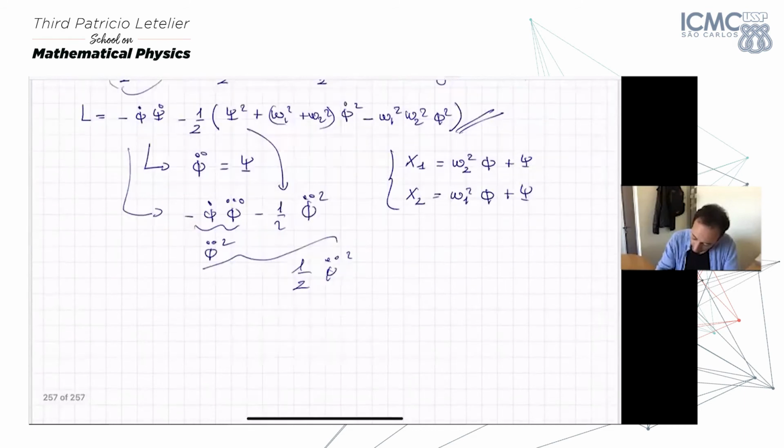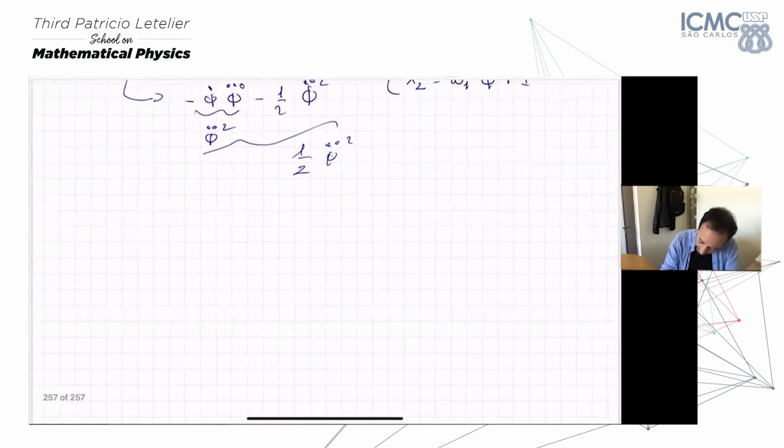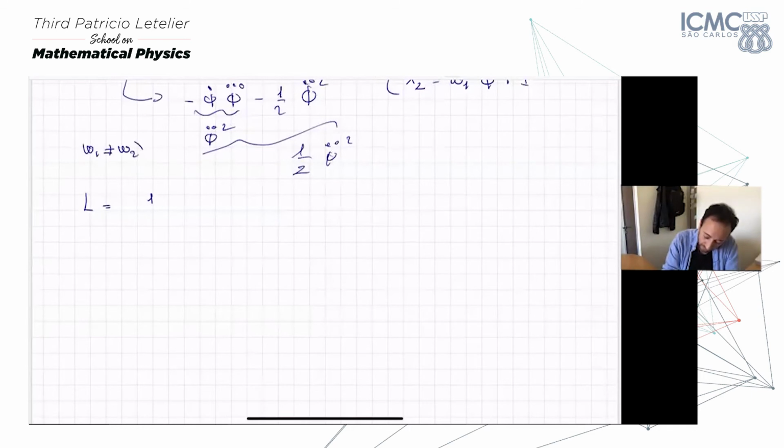So in fact, I just have to replace here. So we replace, we do the calculations and simplification, and what you get is the following. I will assume that omega 1 is different from omega 2. If they are equal, the calculation is a bit longer, but it can be done also. In fact, you have to divide, so you have to assume that they are different.